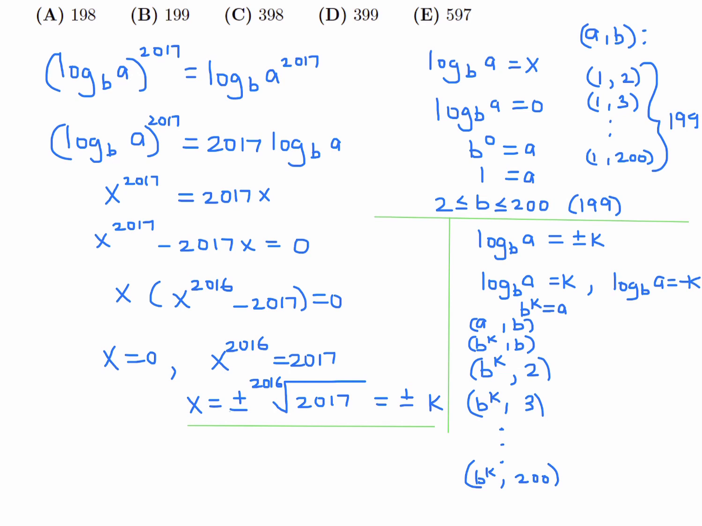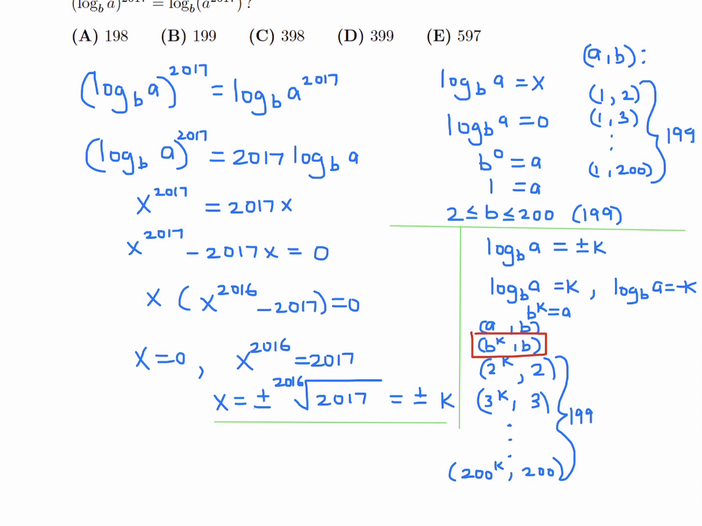All of these are going to be of the form (A, B), which is (B to the power of k, B), since A is equal to B to the k. And then you can just put in the B values from 2 to 200. So 2 to the k, 3 to the k, 200 to the k, and so on, where k is, as previously mentioned, this value. And this gives you 199.